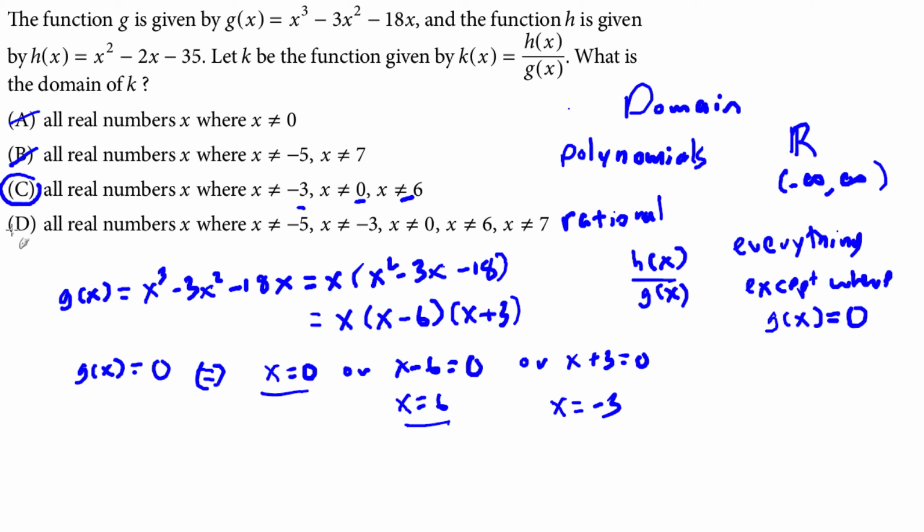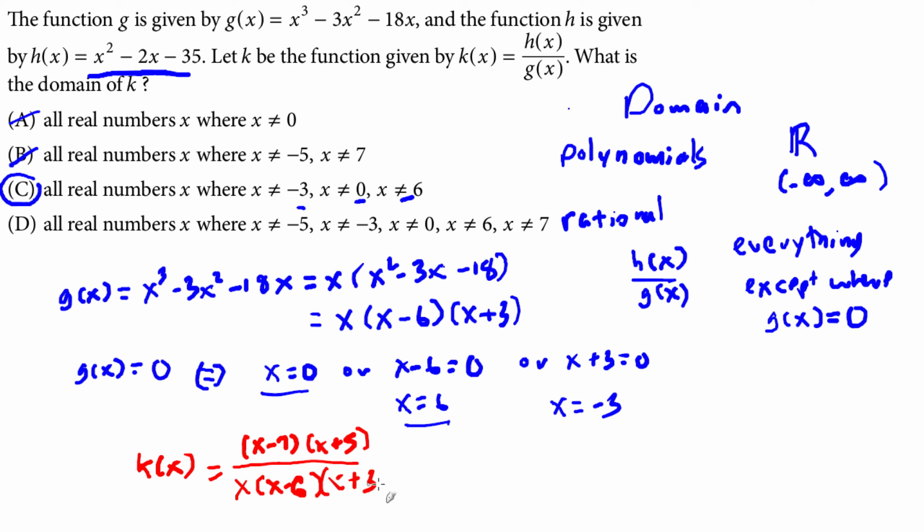Now, if you're interested, I could go on, also factor h, and try to see if these things are holes or asymptotes. I'll do that, but feel free to skip if you don't care about that. So if I factor h, that factors as x minus 7, x plus 5. And I notice, when I put this in, x minus 6, x plus 3. Nothing cancels, so we actually do get vertical asymptotes at x equals 0, x equals 6, and x equals negative 3.